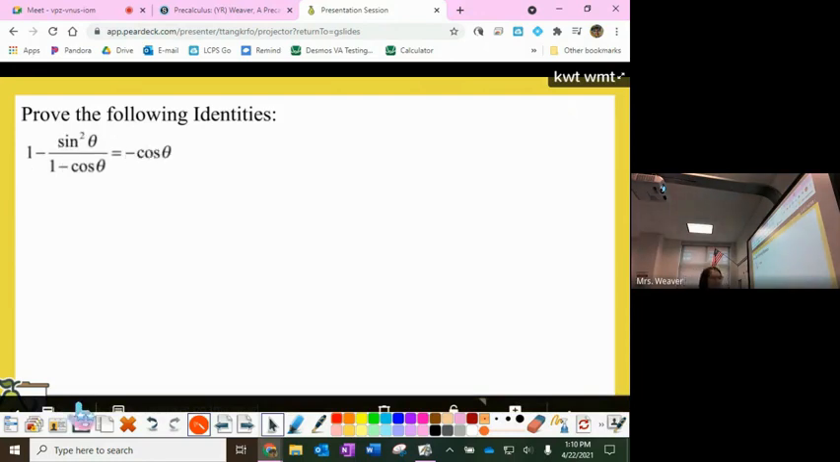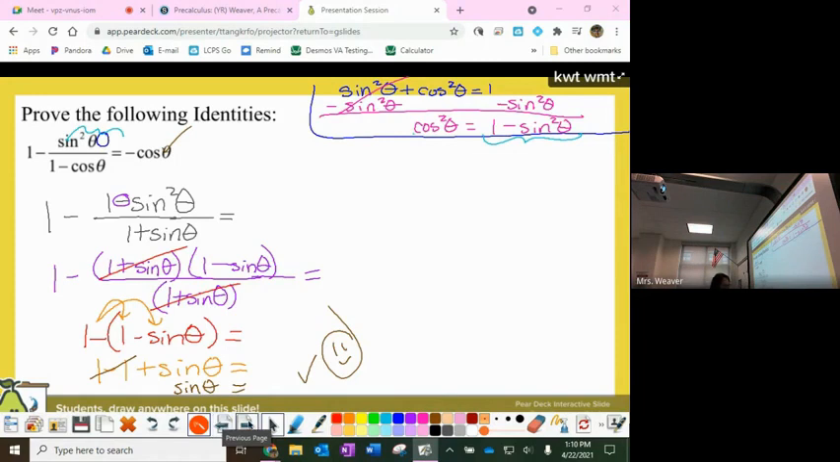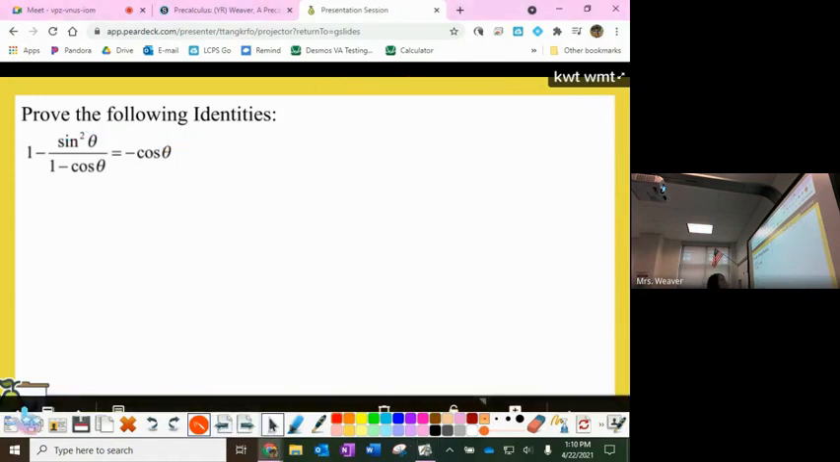1 minus sine squared theta over 1 minus cosine theta equals cosine theta. Very similar to what we were just doing. Oh, it equals negative cosine theta. Let's see if you can do that. Give it a try. I think it was very similar. So we did 1 minus cosine squared with me, and it equals positive sine theta.